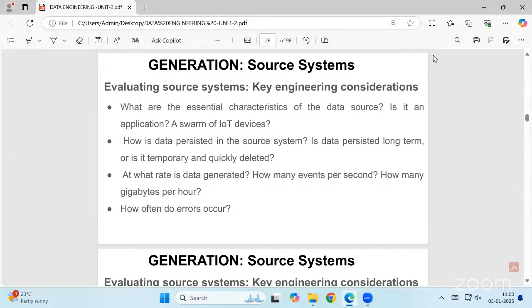That is decided by the management people. So if the data exists in the source system, for how much duration, long term, temporary, or quickly deleted? Now at what rate is data generated and at what speed? Is data generated in seconds, minutes, hourly basis, day wise, week wise, month wise? So that is the data generation rate. And how many events per second and how many gigabytes per hour, you should know all of that.